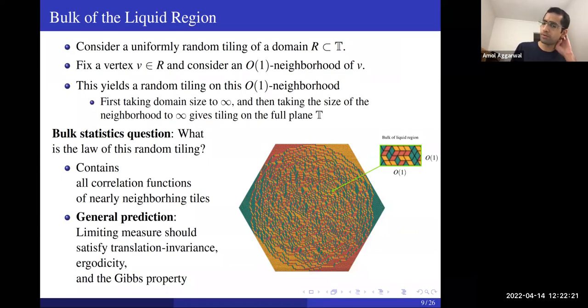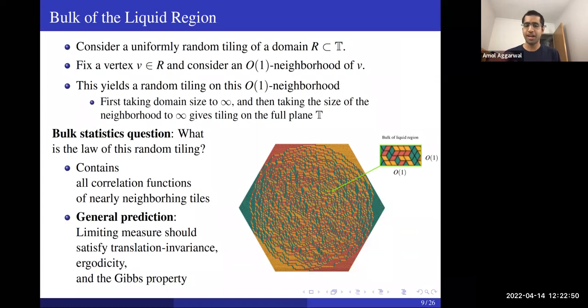Another thing that people often like to do, which is the same but a different interpretation, is that I imagine the size of my domain R tending to infinity, and then I let the size of my green box also tend to infinity, but much more slowly, like log n or something like that, if n is the diameter of the domain. In that case, what you'll see is a random tiling of an infinite plane, as this green box will exhaust the full plane.